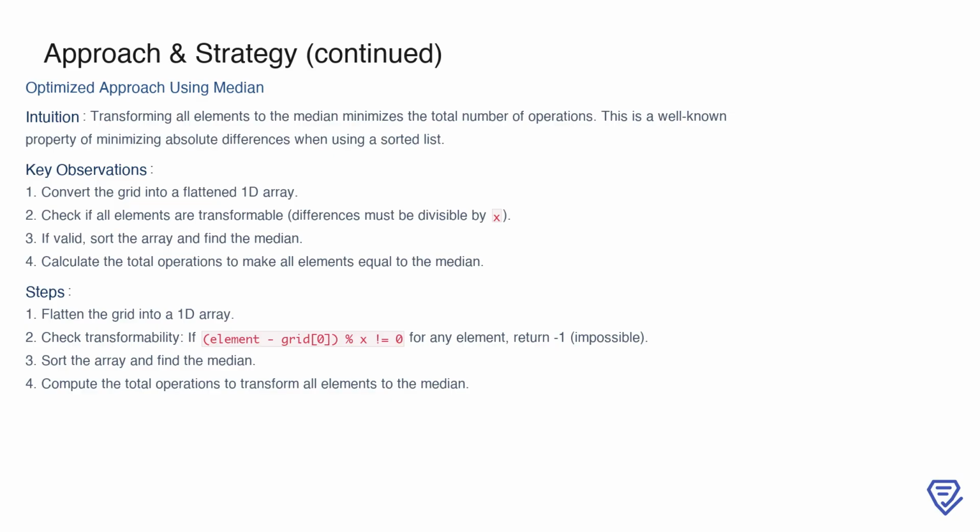If not, the transformation is impossible, and we return -1. Otherwise, we sort the array, find the median, and calculate the total operations required to bring all elements to this median value. This approach leverages the mathematical properties of the median, making it both efficient and elegant.